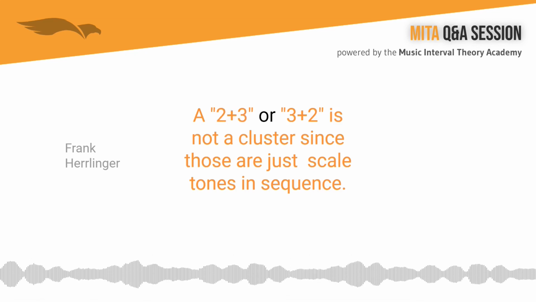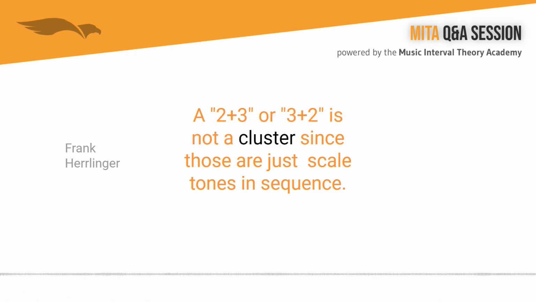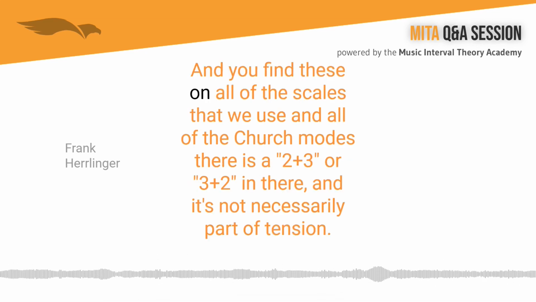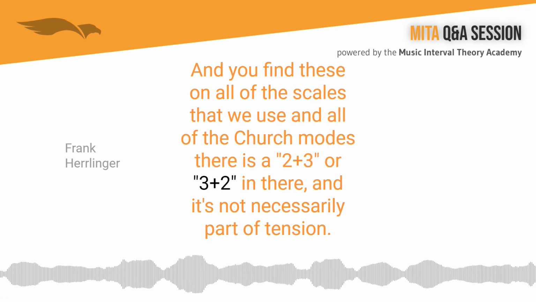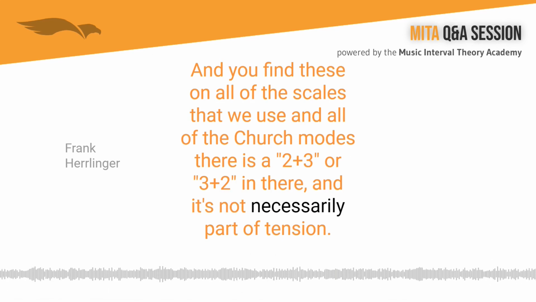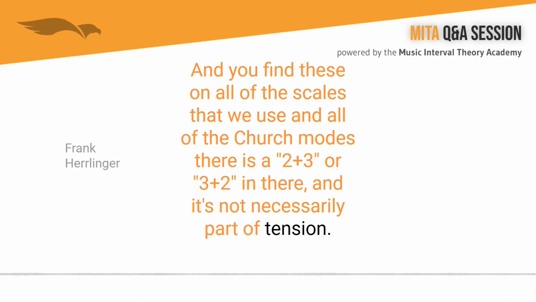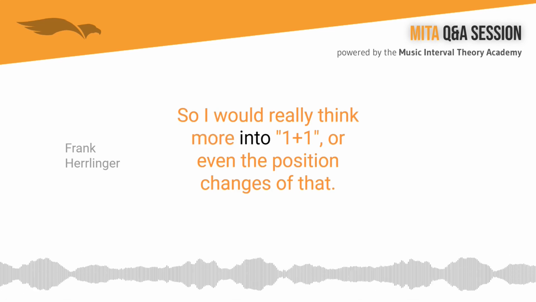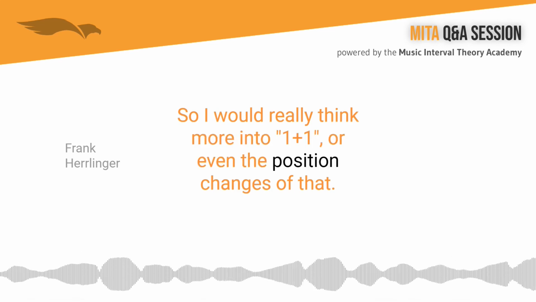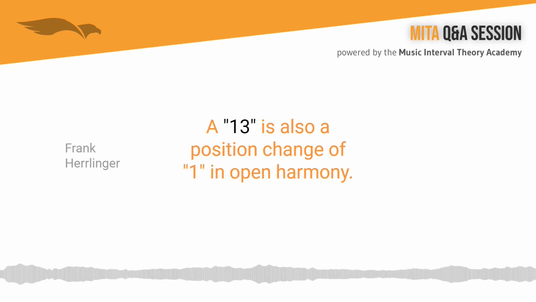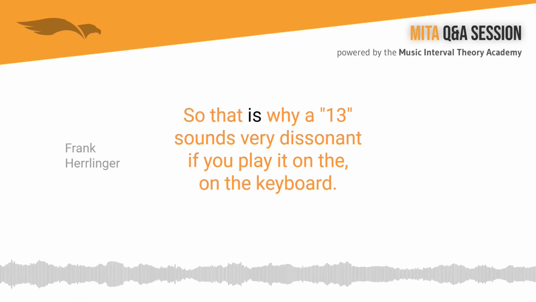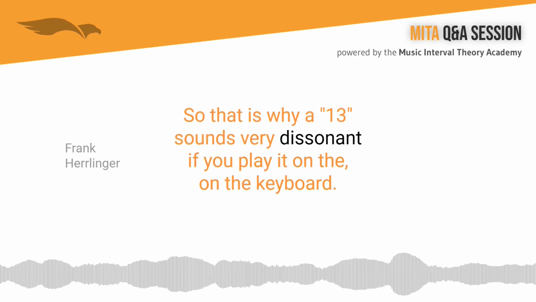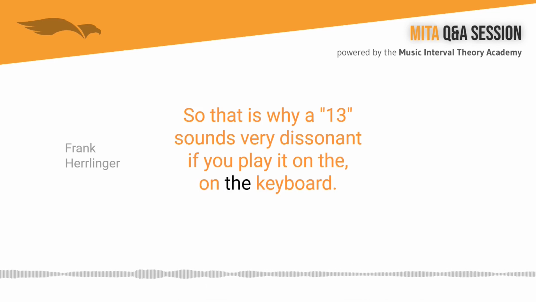A 2 + 3 or 3 + 2 is not a cluster, since those are just scale tones in sequence. And you find these on all of the scales that we use. On all of the church modes, there is a 2 + 3 or 3 + 2 in there. And it's not necessarily part of tension. So I would really think more into 1 + 1, or even the position changes of that. A 13 is also a position change of 1 in open harmony, right? So that is why a 13 sounds very dissonant if you play it on the keyboard.